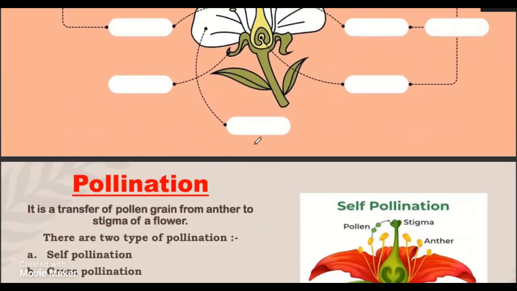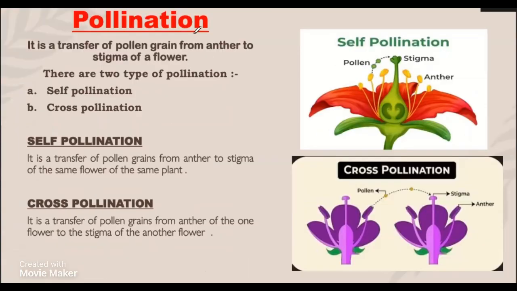Next topic is pollination. What is pollination? It is the transfer of pollen grains from the anther to the stigma of the flower. As you can see, here is the flower. This is the pistil part, that is the female reproductive part of the flower, and this is the anther and filament part, that is the male reproductive part of the flower.